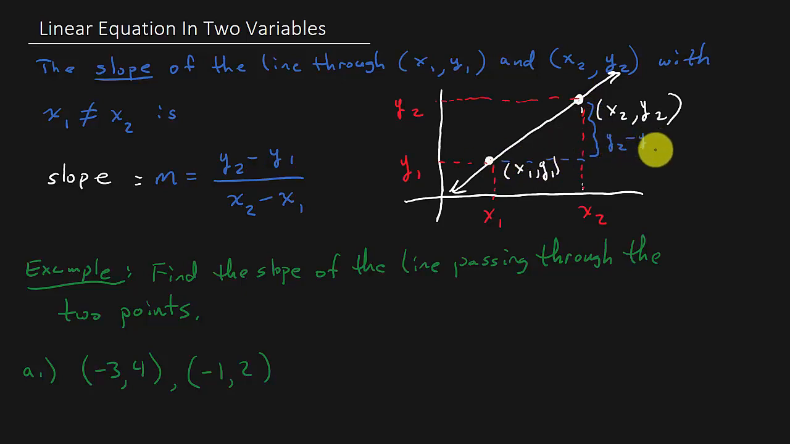That's y2 minus y1. That is the rise. And then this distance from here to here, that's x2 minus x1, and that is the run. So slope is the change in the y values divided by the change in the x values. Another way we can look at it is rise over run. We'll look at rise over run when we're graphing. That comes in handy. But first, let's get started by finding the slope of a line.